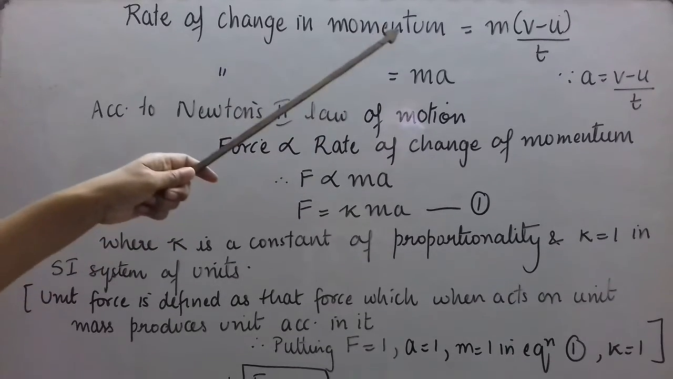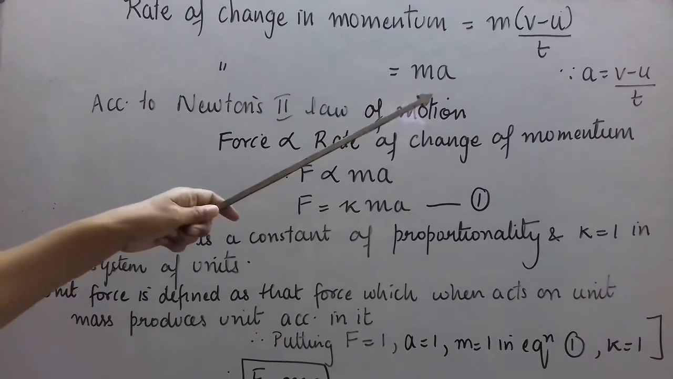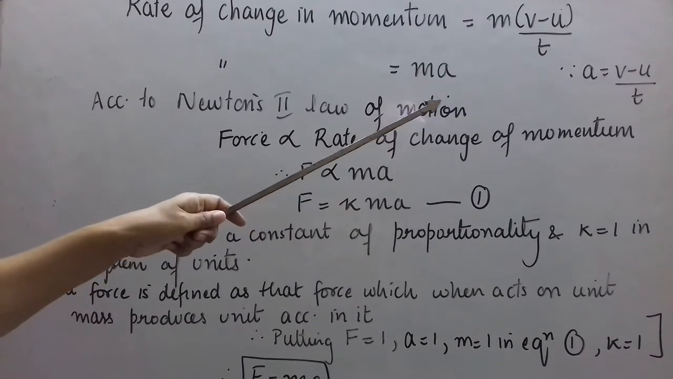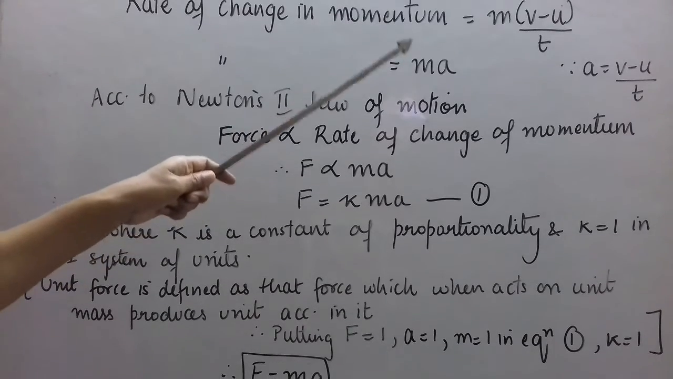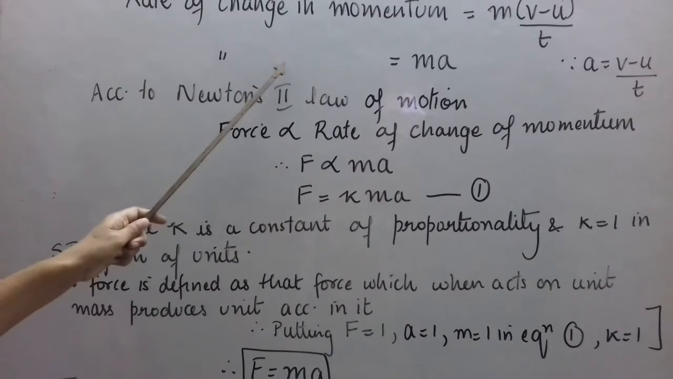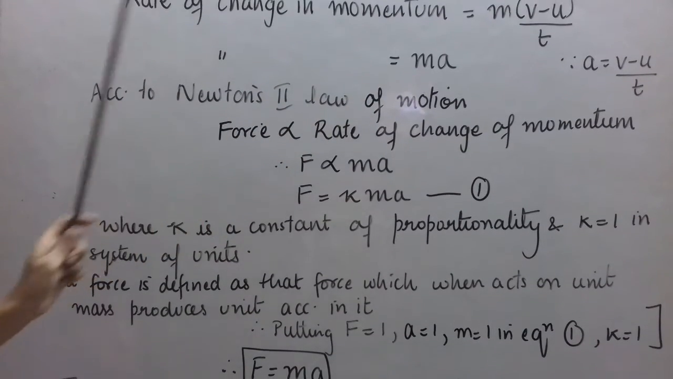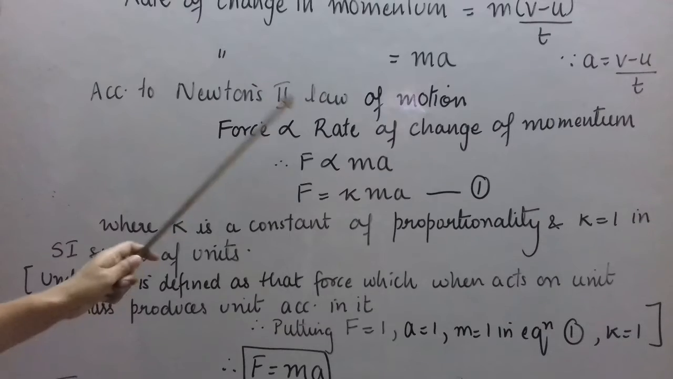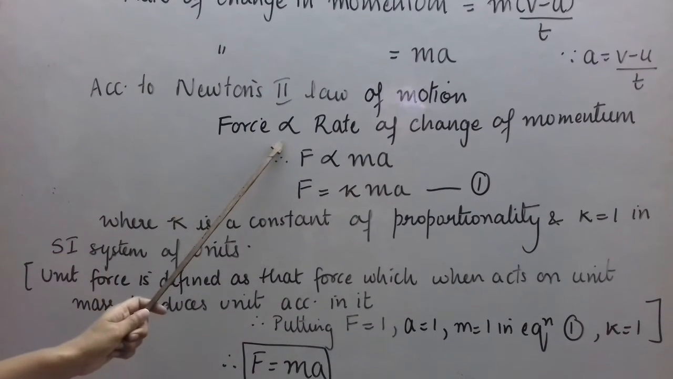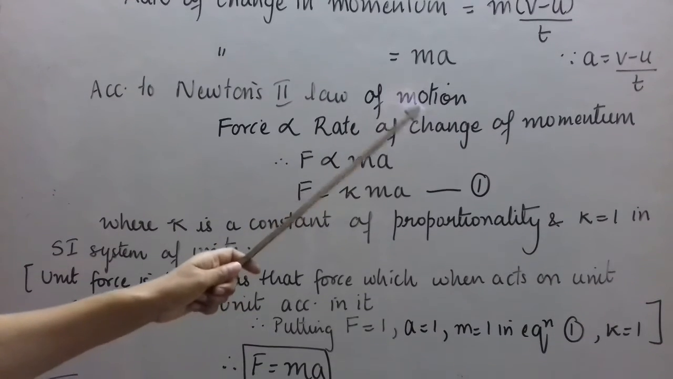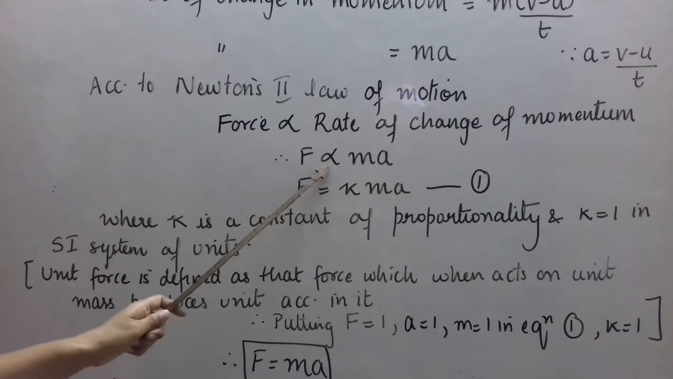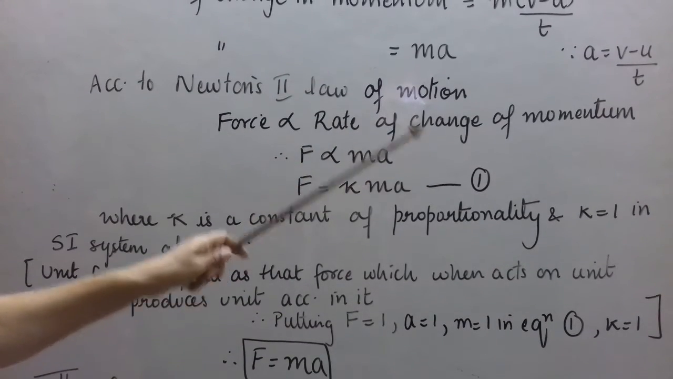And we know that (v minus u) upon t is nothing but acceleration, because it is rate of change of velocity and that is acceleration. So instead of that bracket (v minus u)/t, we will write a. So rate of change in momentum is ma. Now, let us use Newton's second law of motion. According to Newton's second law of motion, force is proportional to rate of change of momentum. So force, which we have represented by F, is proportional to rate of change of momentum, that is ma.